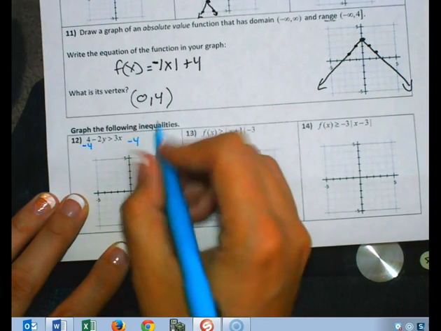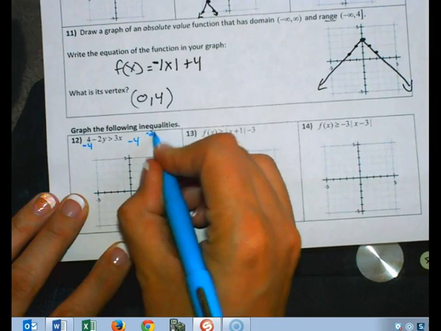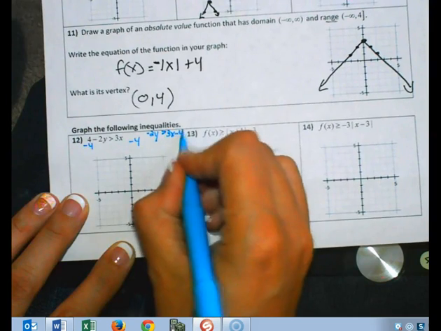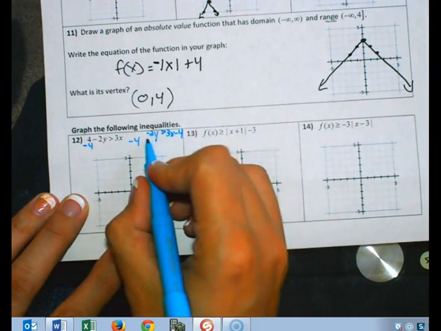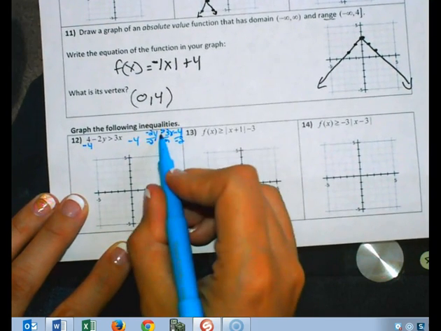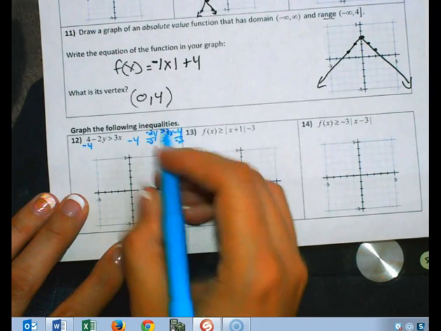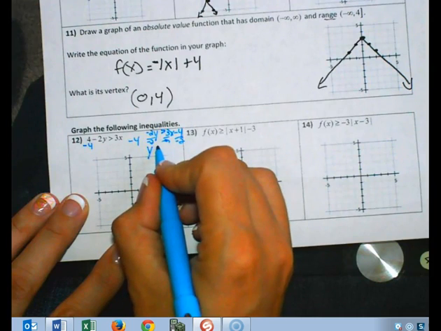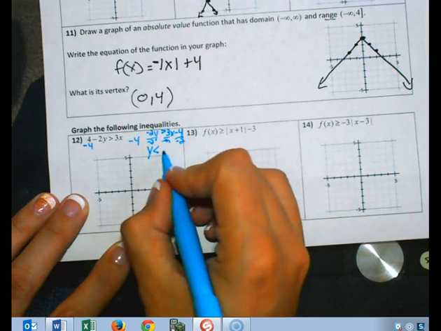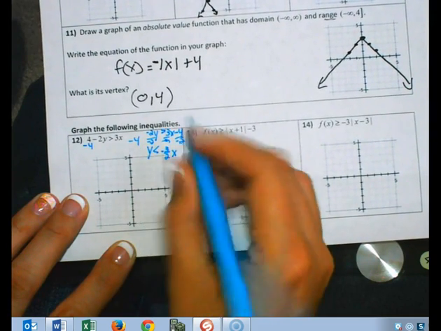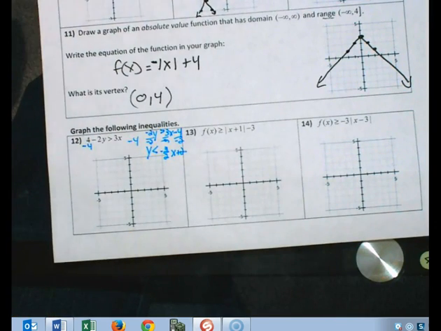So that's going to give me negative 2y is greater than 3x minus 4. Okay, I'm going to divide by negative 2. Now remember, when you divide by a negative, you're going to have to flip the direction of the inequality. So y is less than negative 3 over 2 x, negative 4 divided by negative 2 is positive 2. Okay, so we're going to graph that line.